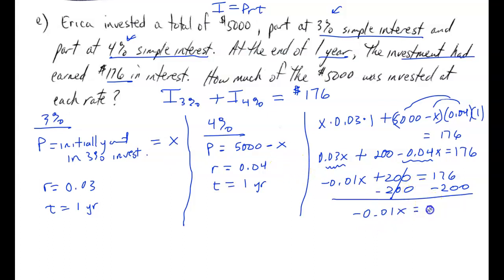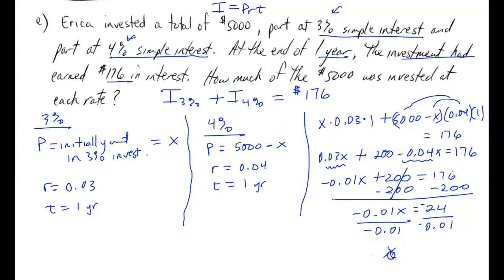So this ends up being 24 here. And that'll be negative. And then after that, we just divide both sides by 0.01, or negative 0.01, I should say. And the pen is dragging for some reason. Hopefully we'll work it out.